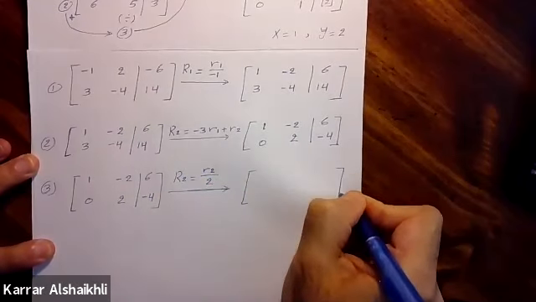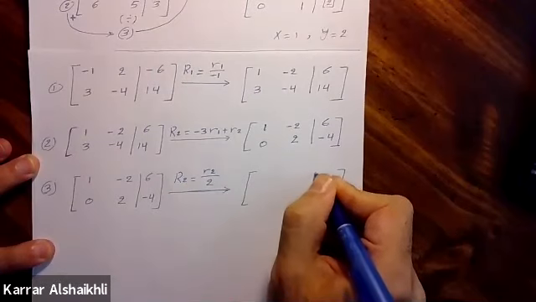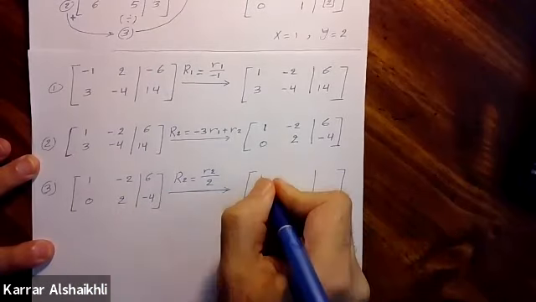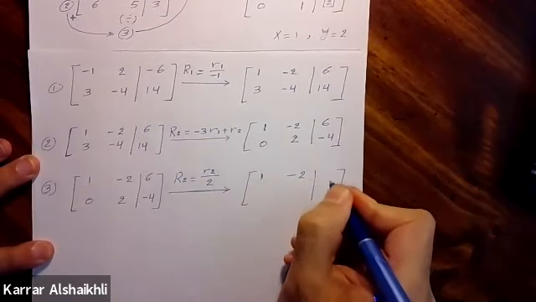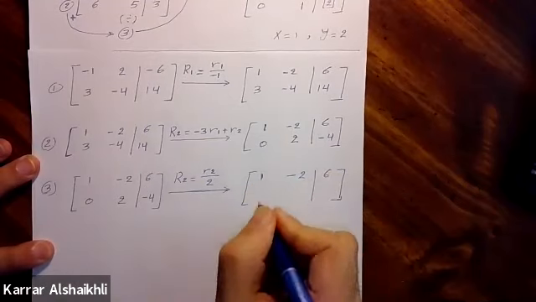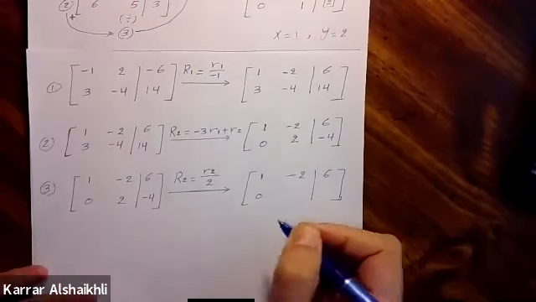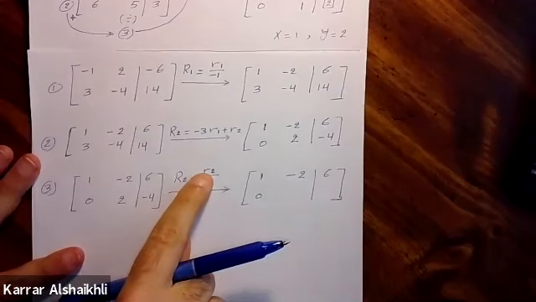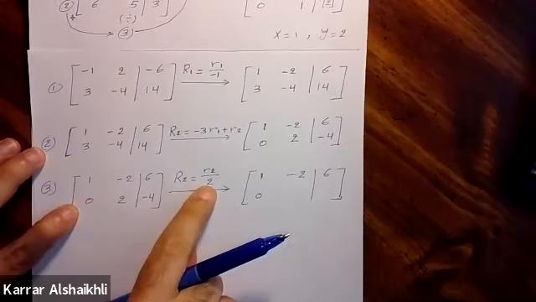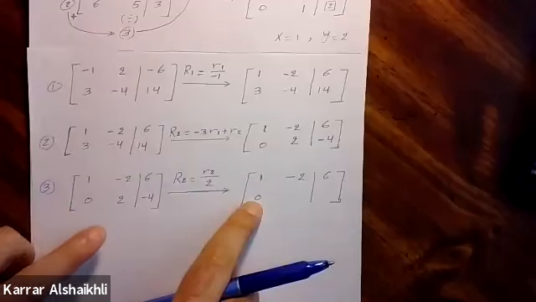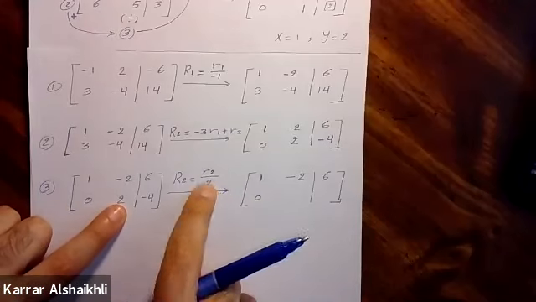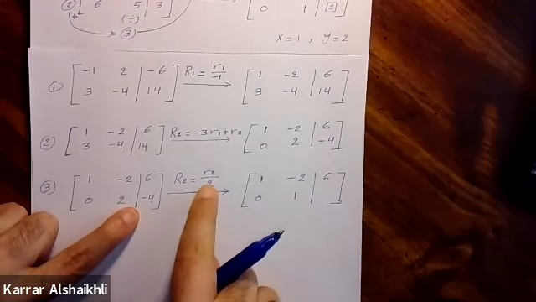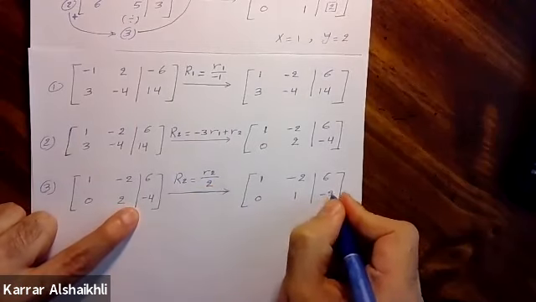That means I'm going to get a new R2. So R1 is going to be exactly the same. 1, -2, 6, 0. Let's start with getting a new R2. 0 divided by 2 is going to be 0. 2 divided by 2 is going to be 1. -4 divided by 2 is going to be -2.